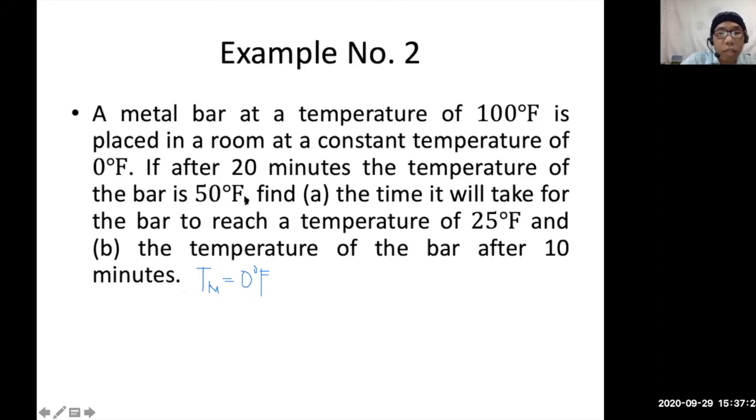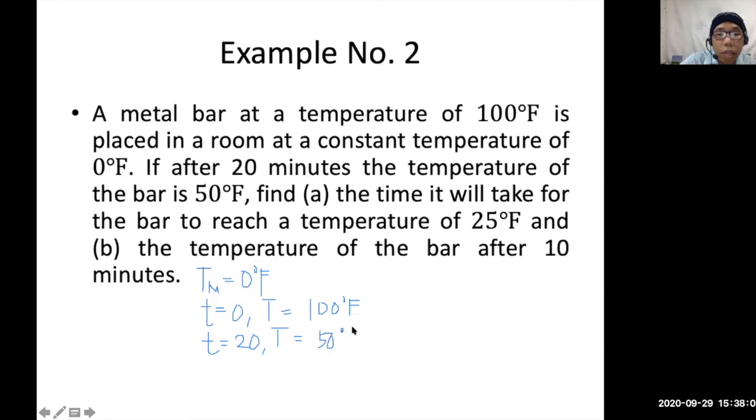Tapos, after 20 minutes, initial pala, so at time is equal to 0. Ano ba yung temperature initially? That is, the temperature of the bar is 100 degrees Fahrenheit, okay? Now, after 20 minutes daw, so at time is equal to 20 minutes. So take note, the time is in minutes. The temperature of the bar is 50 degrees Fahrenheit.